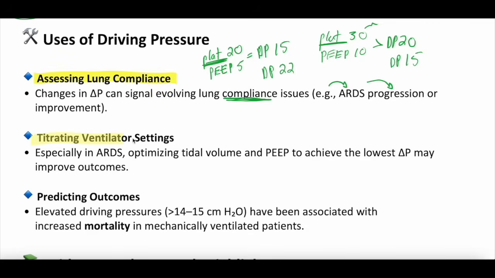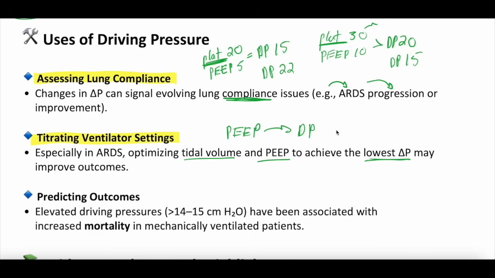You can also use it to titrate ventilator settings, and I think that's what a lot of us do now, especially in ARDS. You can try to find an optimal tidal volume and PEEP to achieve the lowest driving pressure. And that's kind of what we were talking about, right? You can do PEEP titrations while checking driving pressure intermittently to see if the patient's alveoli are optimally distended. And there's fancy things like stress index, which can help you understand this.